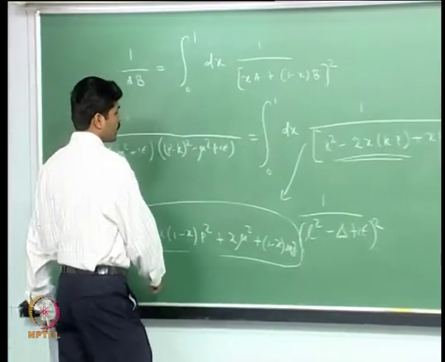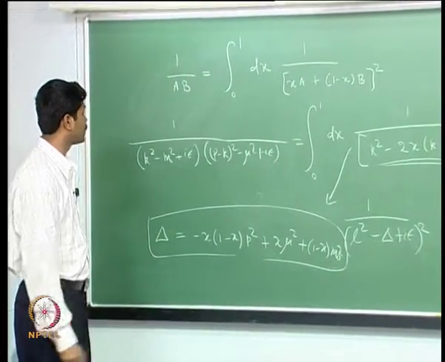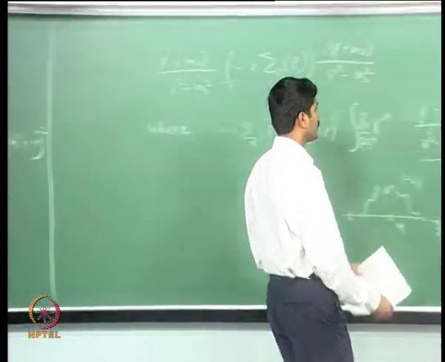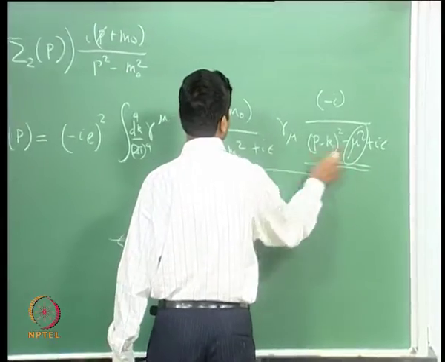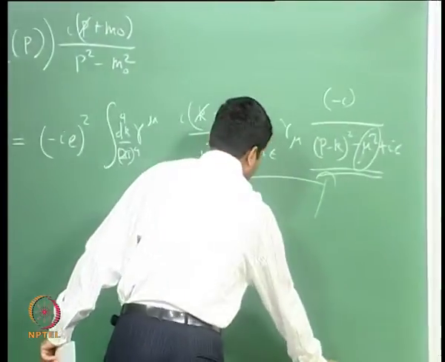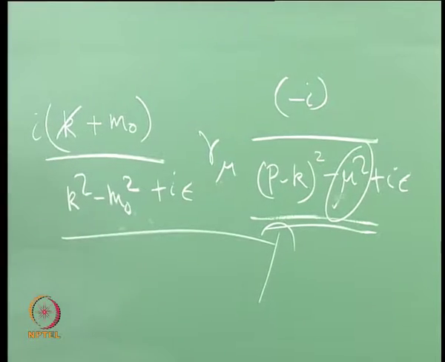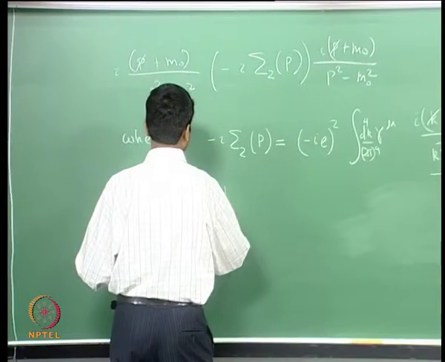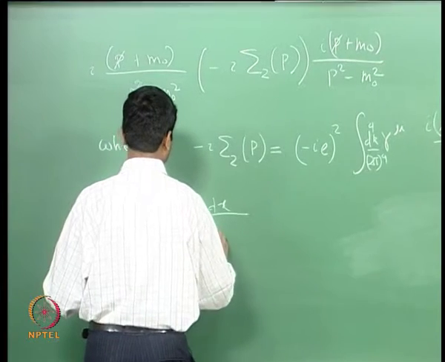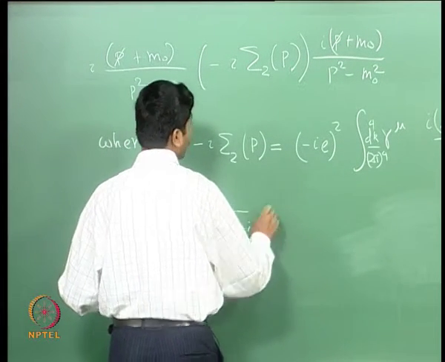So, this is the denominator here. If we come back to this diagram, what we have done is that we have used Feynman parameterization to write this, and the denominator here is basically given by the integration over x from 0 to 1 of 1 over (L square minus delta plus i epsilon) whole square.